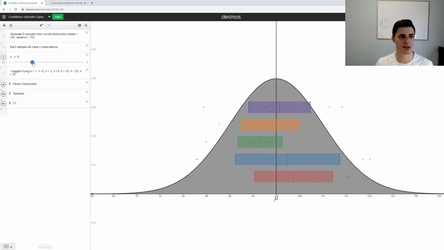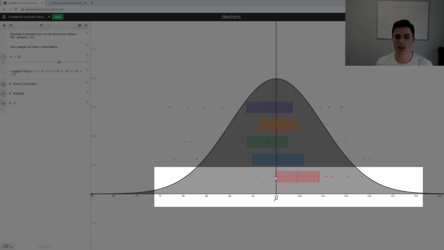So now if we go to 10, you see that the intervals are all getting narrower. That's because the standard error shrinks as the number of observations increases. So that's with 10. Now look what happens when we put 20. They still all get closer and closer to the population average, and they shrink in width. But this one is starting to get away from it, right?